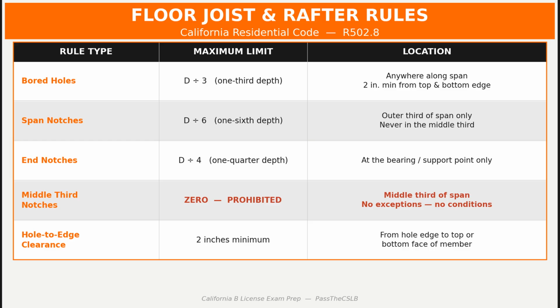For span notches, maximum depth is 1/6 of the actual depth, and this applies only in the outer thirds of the span, never the middle third. The horizontal length of any notch must not exceed 1/3 of the joist's actual depth.